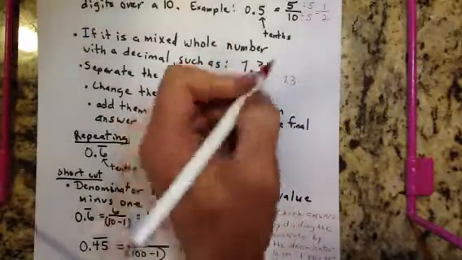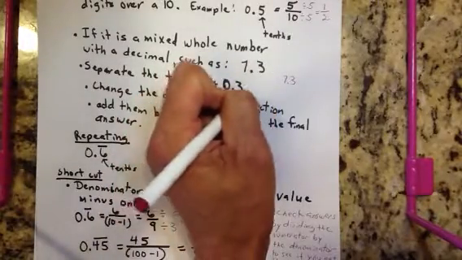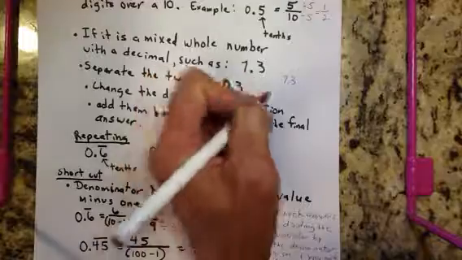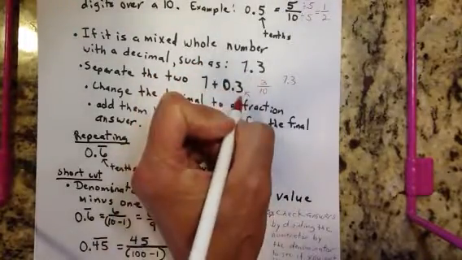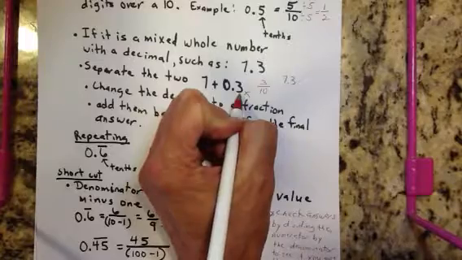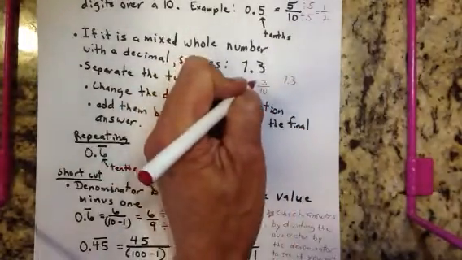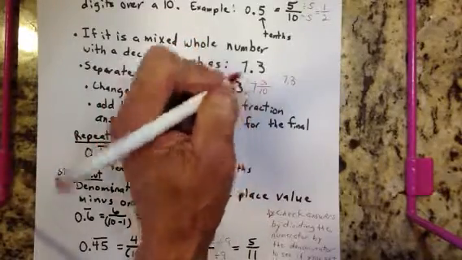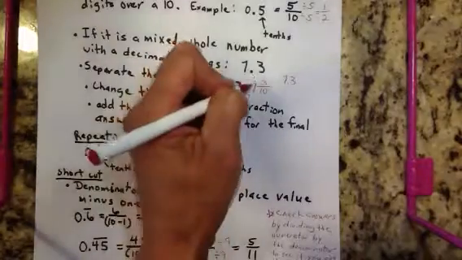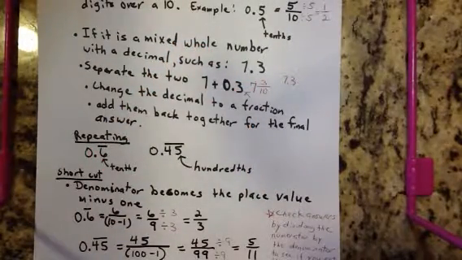It's separated to 7 plus 0.3, so then we're going to take that 0.3 and put it over its place value, which is tenths, which is 10, and that can't be reduced, so that would just be added to the whole number 7. 7 and 3/10. Okay, and that would be your final answer, 7 and 3/10, since it can't be reduced.